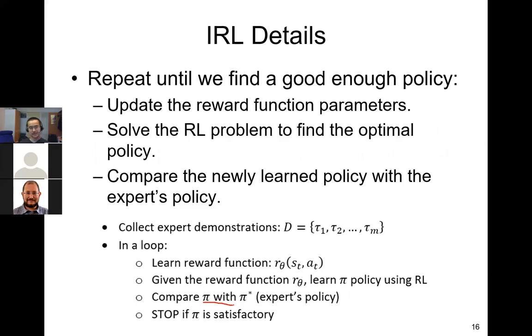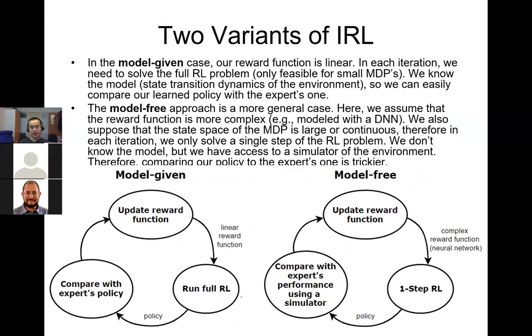With function approximation such as a deep neural network, which is a universal function approximator, you can approximate any function. For IRL, there are two variants: one is model-based, and one is model-free. For model-based, you have a linear reward function, and in each iteration, you solve the full IRL problem, which is only feasible for small MDPs.